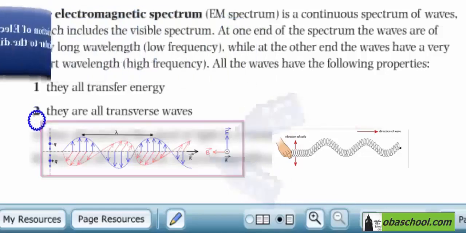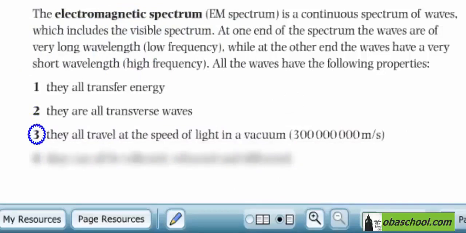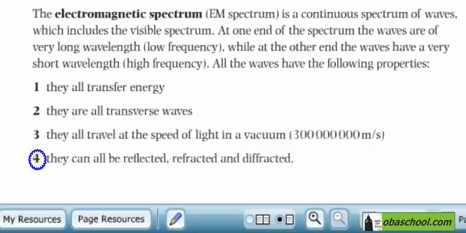Third, they all travel at the speed of light in vacuum, which is 300 million meters per second, or we can say 3 times 10 to the power 8 meters per second. And the last common characteristic between all electromagnetic waves is that, fourth, they can all be reflected, refracted, and diffracted.